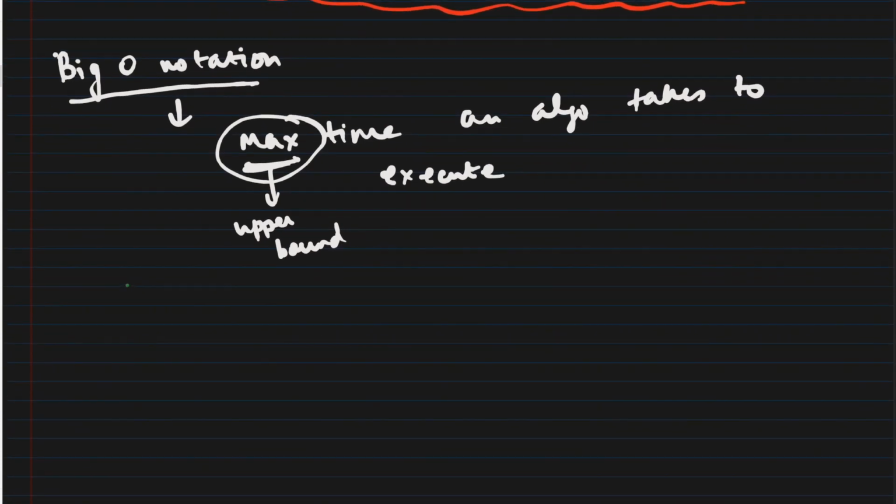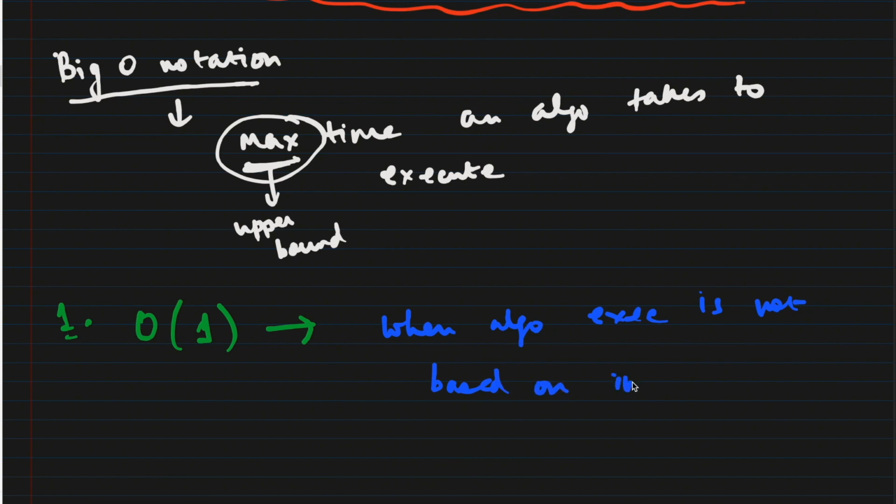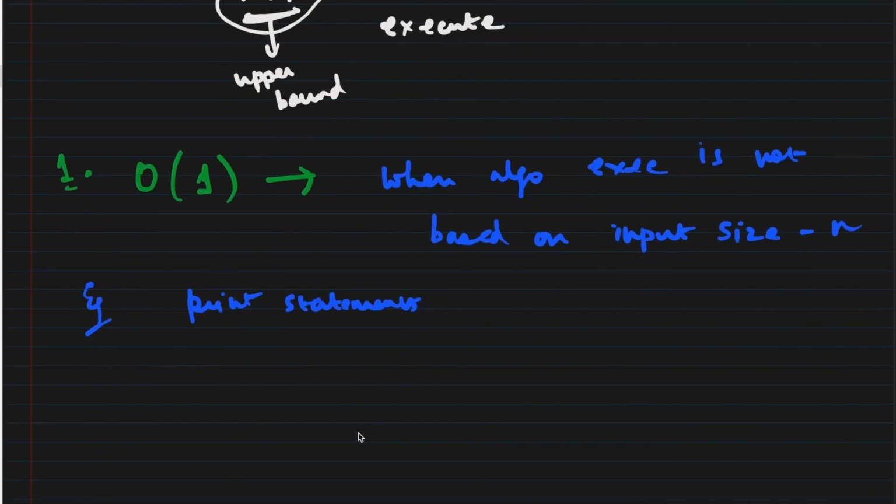The first one that we are going to discuss is O of 1. It's usually called constant space or time complexity. So what is O of 1? It is when the algorithm execution is not based on the input size n, completely independent of input size n. Classic example, the print statements that we have. Is it dependent on whether you have 10 inputs or 1000 inputs? No. Variable declarations, not dependent on how many inputs you are given to the program. So that is all about O of 1, order of 1 runtime complexity.